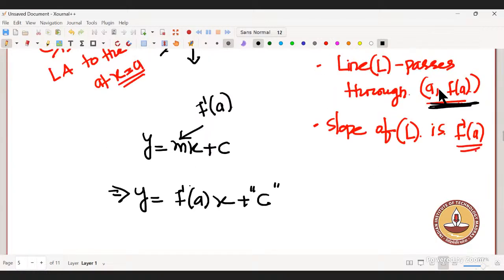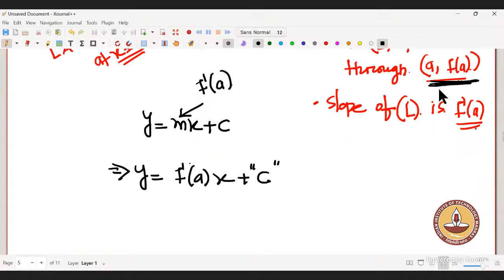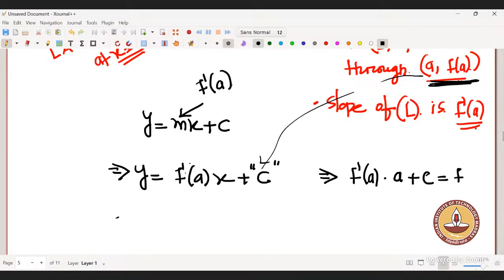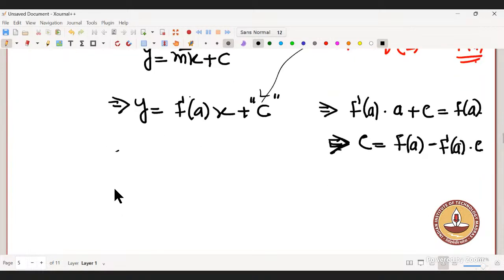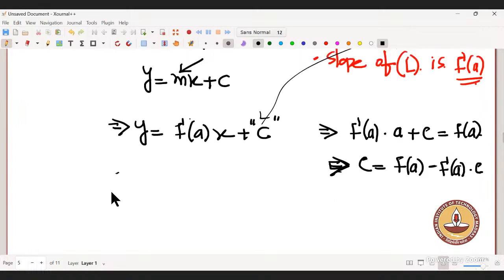That means at A, the line produces f of A. If I substitute this here, f dash of A times A plus c is f of A, and c is f of A minus f dash of A times A. Then you will have the equation of the tangent line.